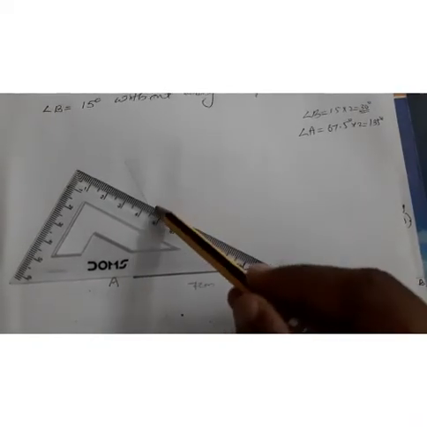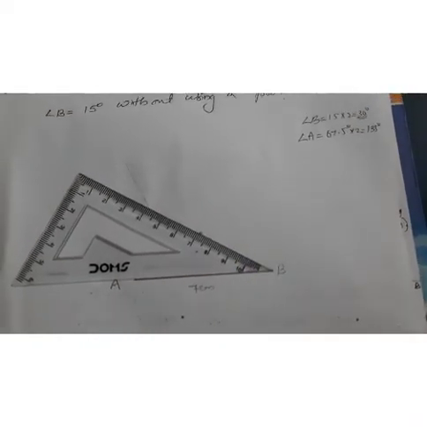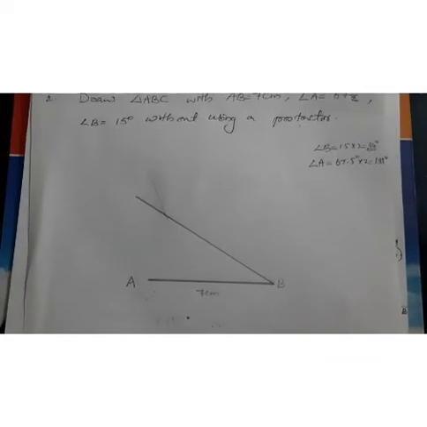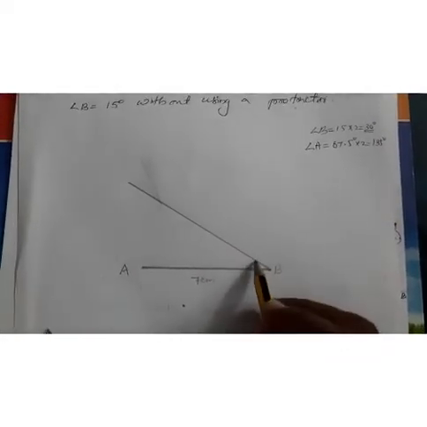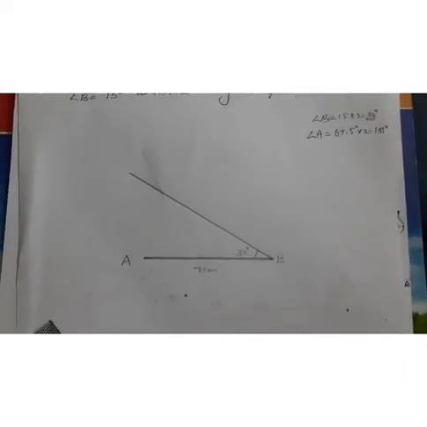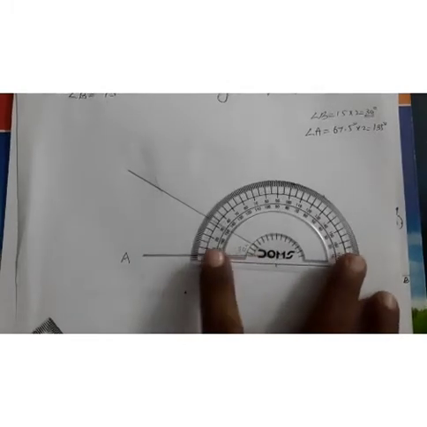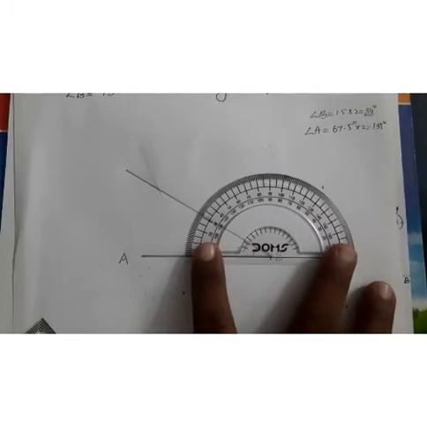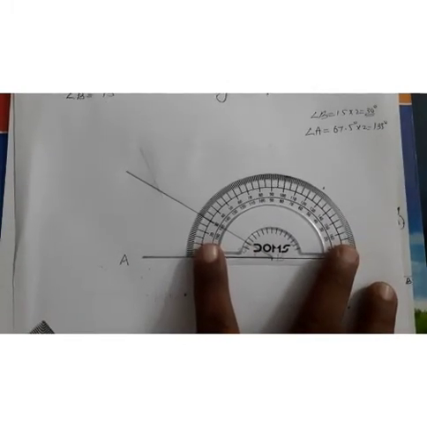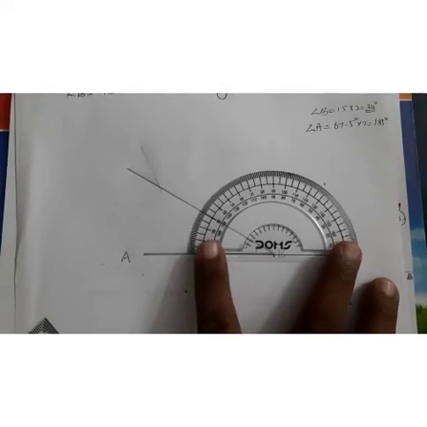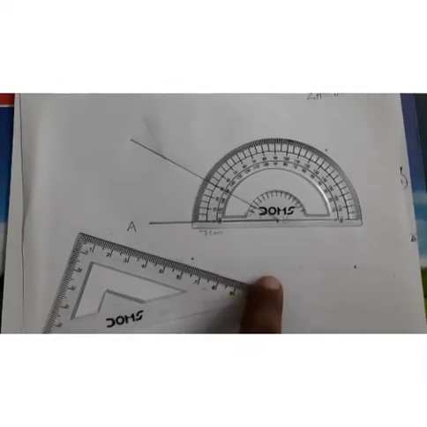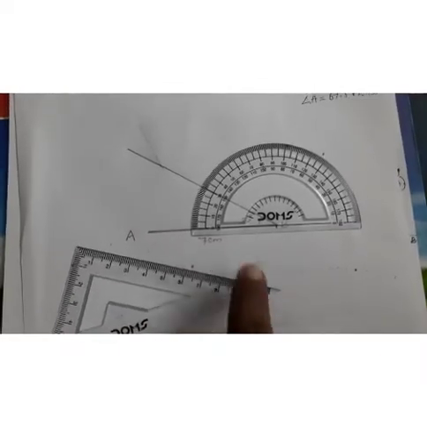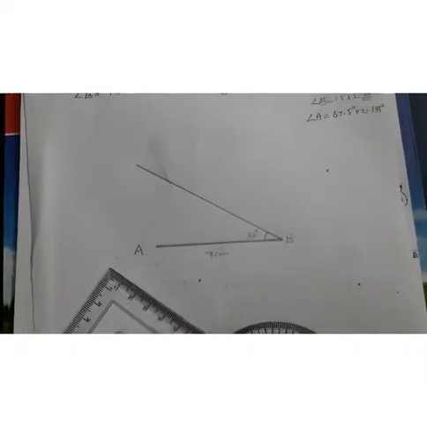Then you have to draw the angle. Draw the line. So the angle you are getting here is 30 degree. And if you have a doubt, you just check with the protractor. See here. So for the bigger set square, this angle should be how much? 30 degree. So 30 you are getting there.